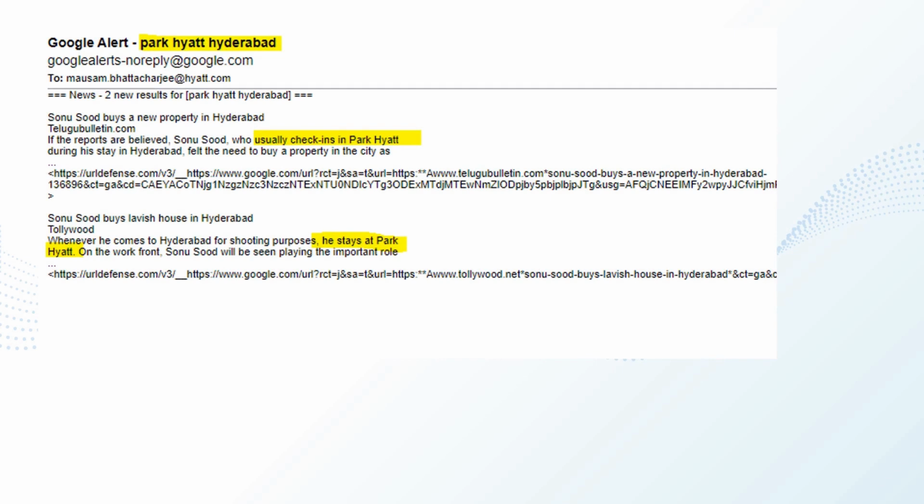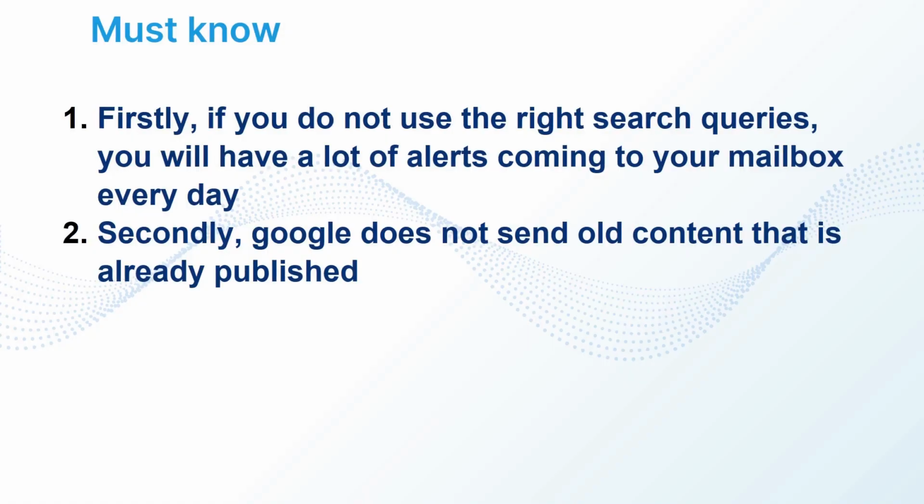Every time Google finds a match on your search query, it'll send you an email notification with the links of the news items. An alert email will look something like this. But you have to bear a couple of things in mind when creating these alerts. Firstly, if you do not use the right search queries, you will have lots of alerts coming into your mailbox every day. It'll be a daunting task to find the news you need from that pile.